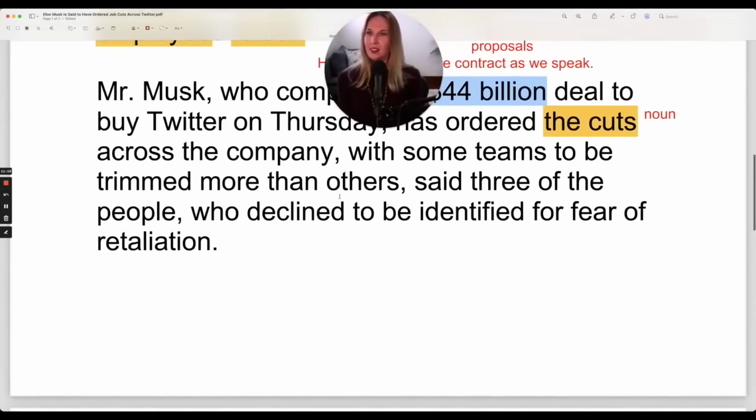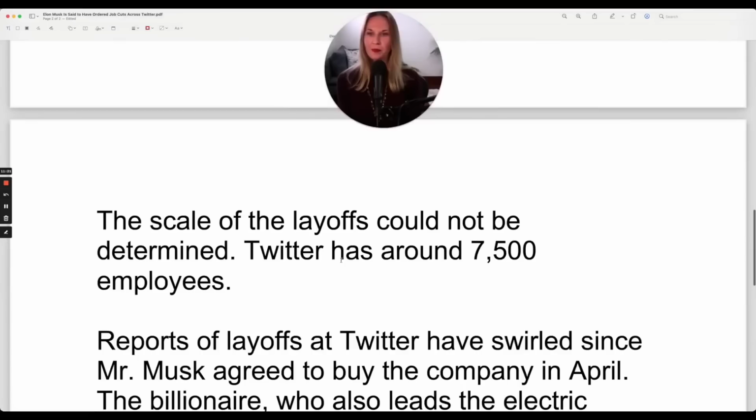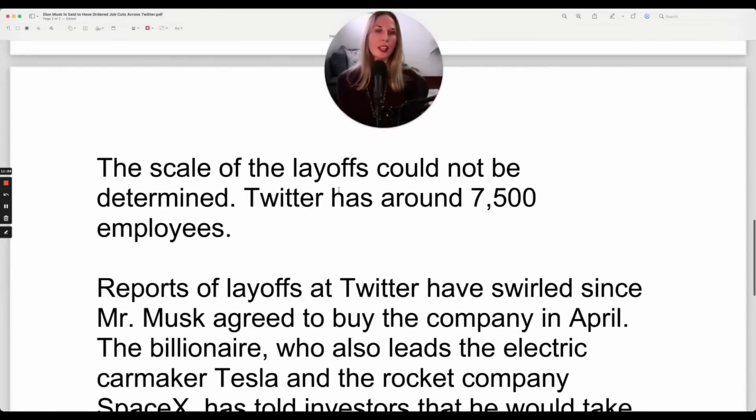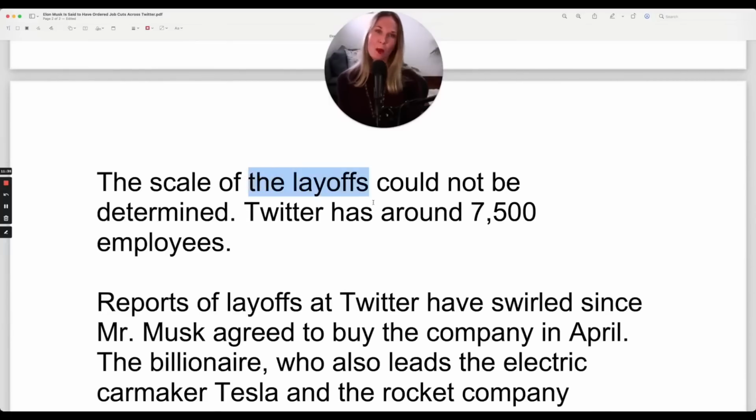All right. Let's move on here. The scale of the layoffs could not be determined. Twitter has around 7,500 employees. All right, the same thing we saw before with to cut and cuts, verb and noun. We saw to lay off is the verb, commonly used in the passive form, to be laid off. But here, what is this? The part I have highlighted, what part of speech is this? Well, it should be easy for you. It's a noun, a noun.